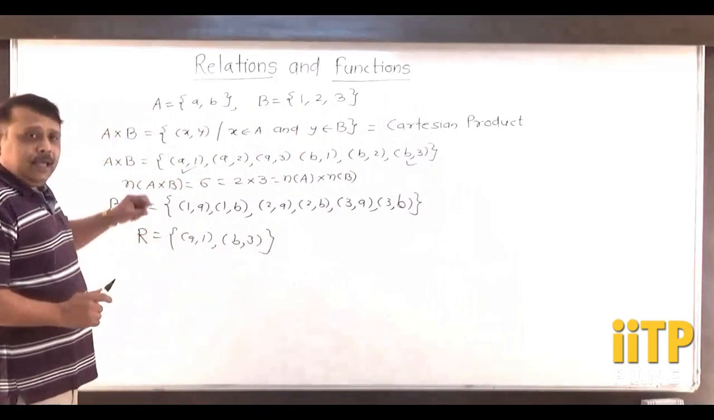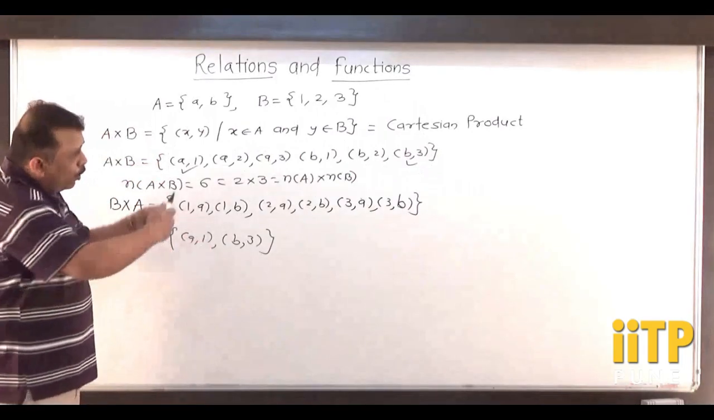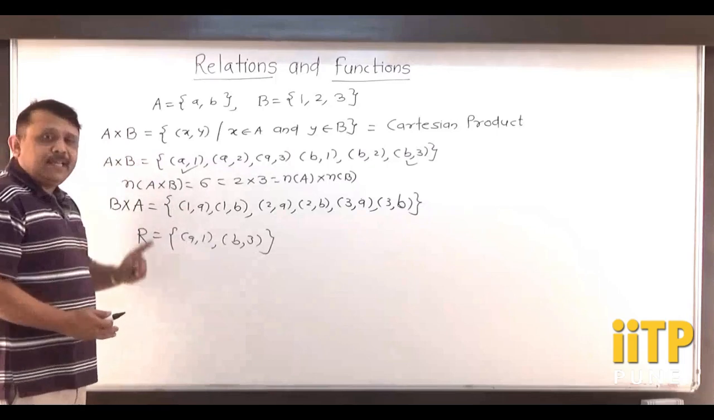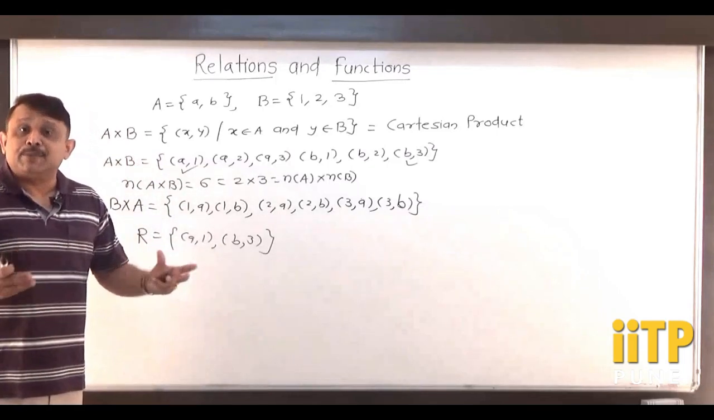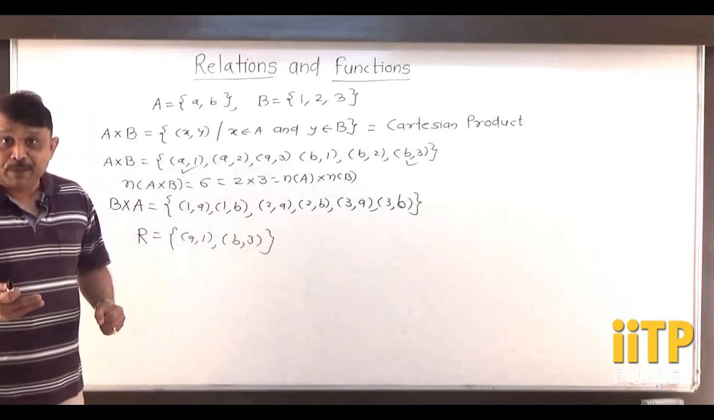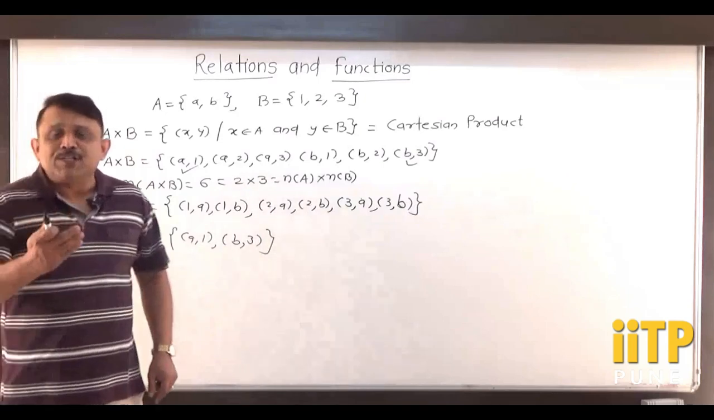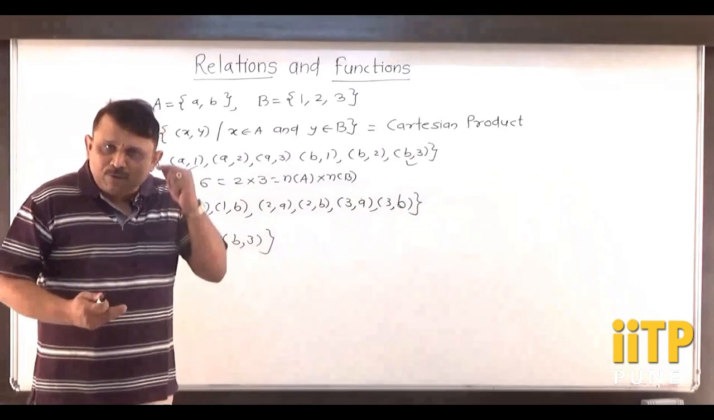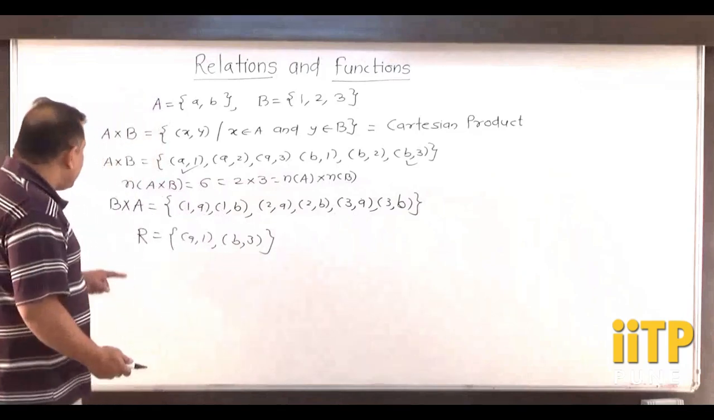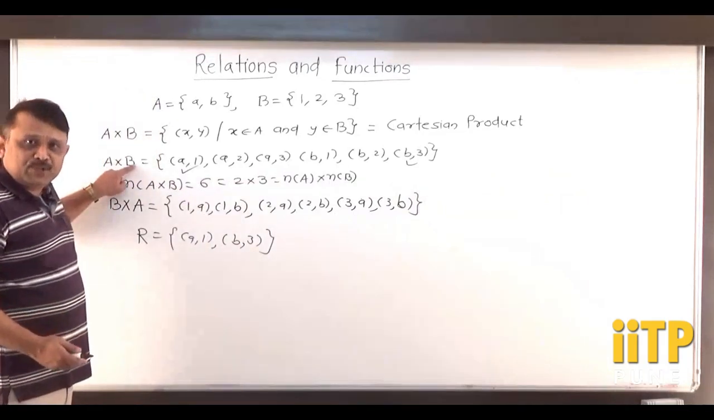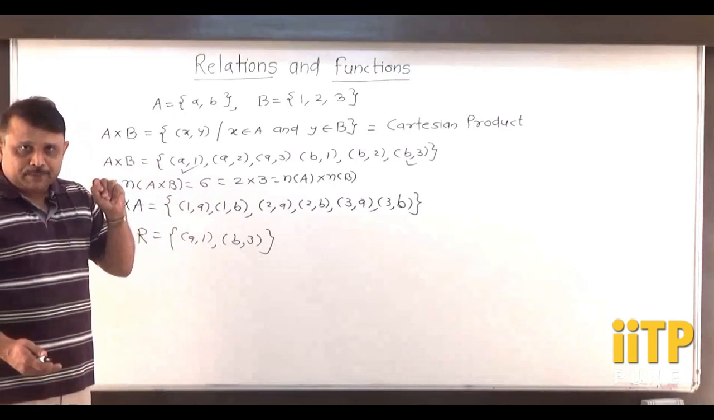Now, by choosing either 1, 2, 3 or all the elements from the set A cross B, I can form a number of subsets, and each subset is nothing but a relation. Therefore, the question is how many such relations are possible from the set A to the set B. When I say from the set A to the set B, I should write A first and B second. So, how many such relations are possible?